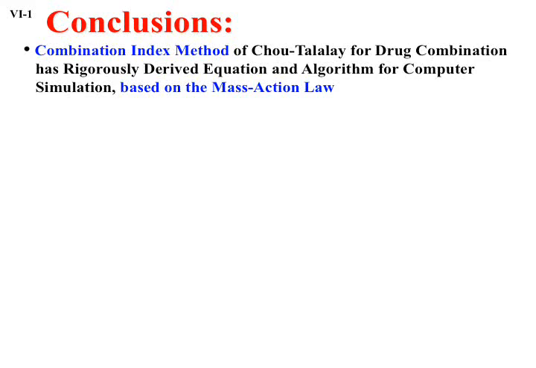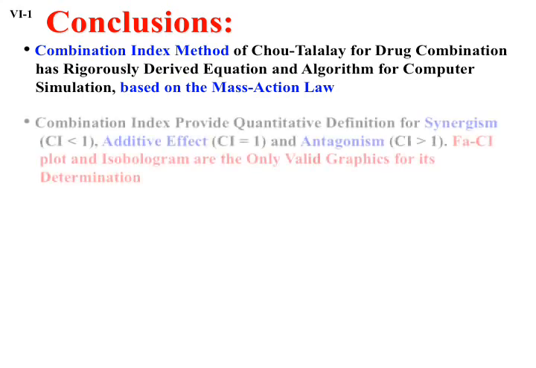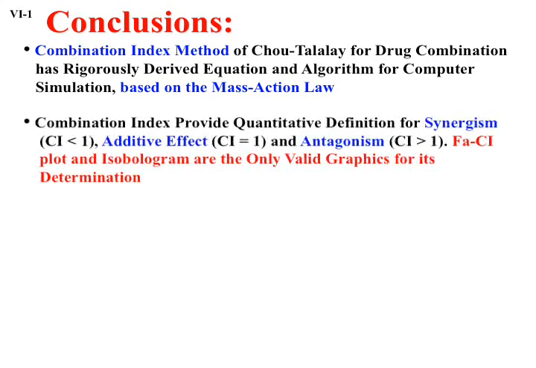The Chou and Talalay drug combination index is rigorously derived and widely used, which is based on the mass action law. We have a quantitative definition for synergy. Synergy is CI smaller than 1. CI equal to 1 is additive. CI greater than 1 is antagonistic. And the CI plot and the isobologram are the only valid graphics for its determination.